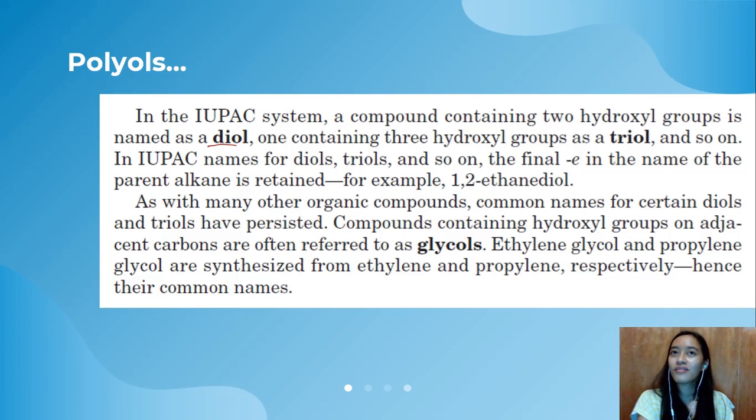Just like dimethyl, trimethyl, we just use the prefix di, tri, and so on, connected to the main suffix -ol. In the IUPAC system also, for names of diols, triols, and so on, the final E in the name of the parent alkane is retained. So this time it is retained, and you use diol, triol. For example, 1,2-ethanediol. Look at the pattern, so we don't remove the E.